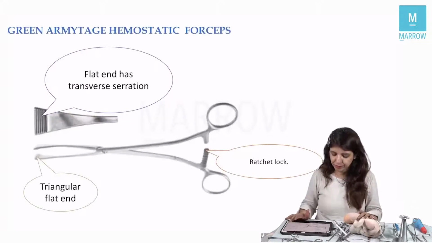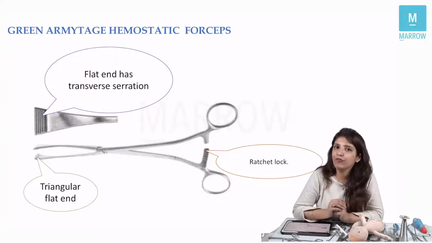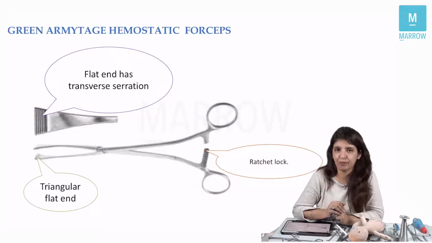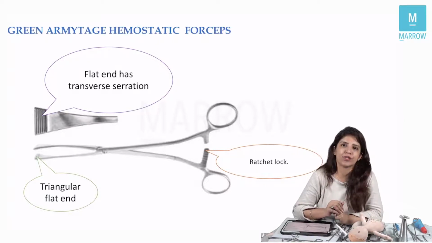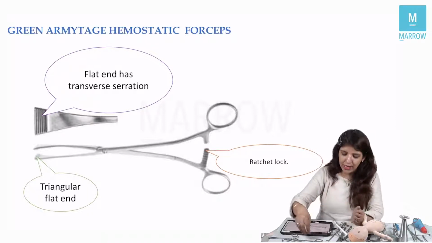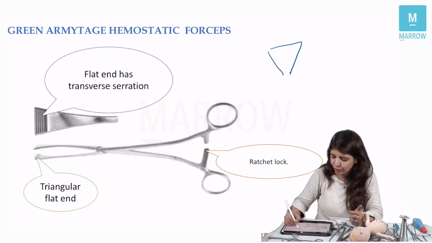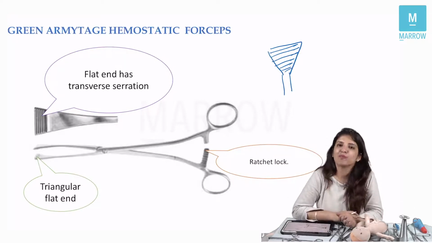Okay. Then, now one forceps which I don't have is the Green Armytage forceps. If you have to hold the uterine incision during cesarean section, you use a Green Armytage hemostatic forceps. It is very easy to recognize because it has a flat triangular end with serrations, right? Because it has a broad, flat, triangular end, the hemostasis is much better.